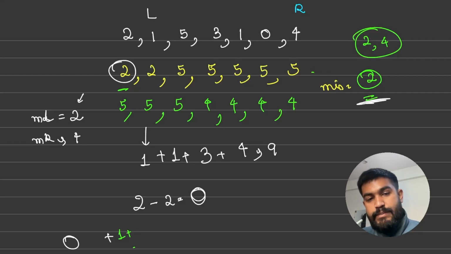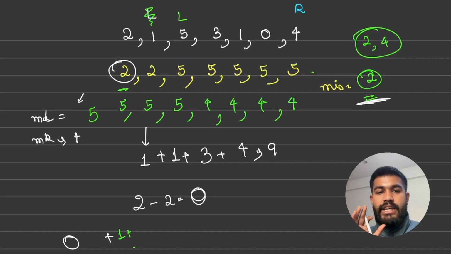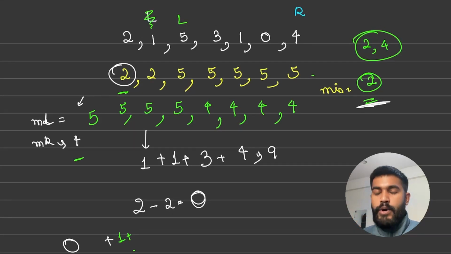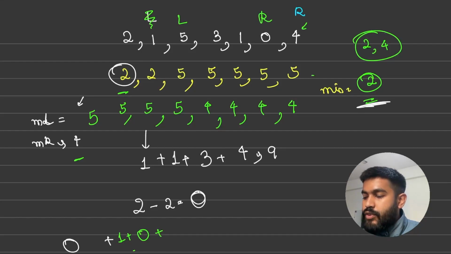Now what was minimum? L was minimum. So we would make the L move forward. Now L becomes how much? L became 5 because 5 is greater than what was already there, that is 2. Now 5 and 4, which is minimum? Right pointer is minimum. So now we would do the computation for the right. So 4 minus 4 is again 0. So after we are done with the computation, we would move forward.